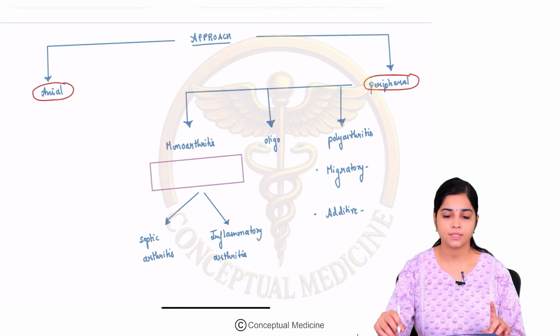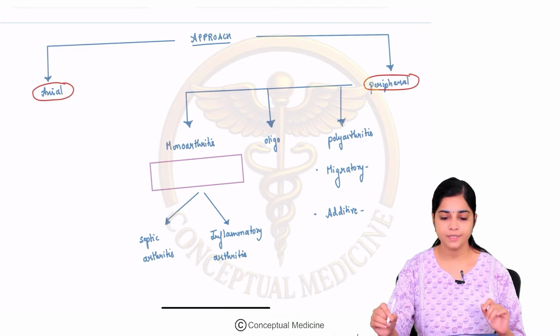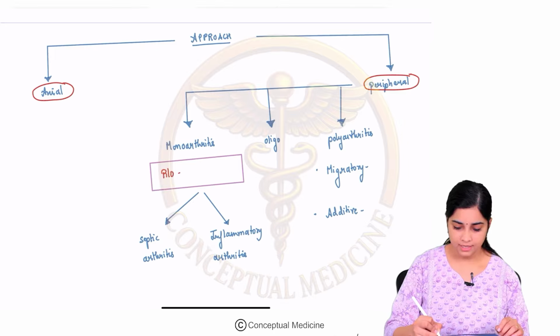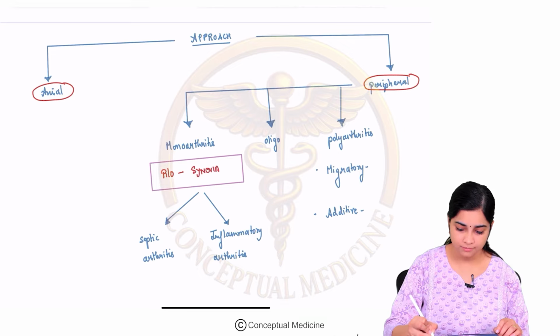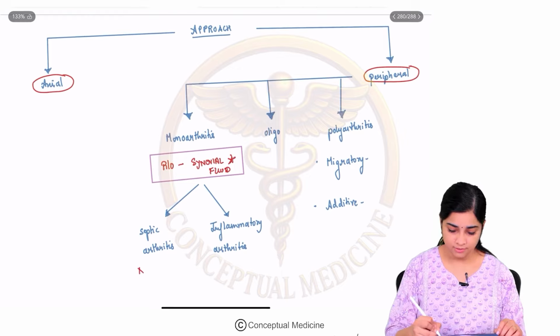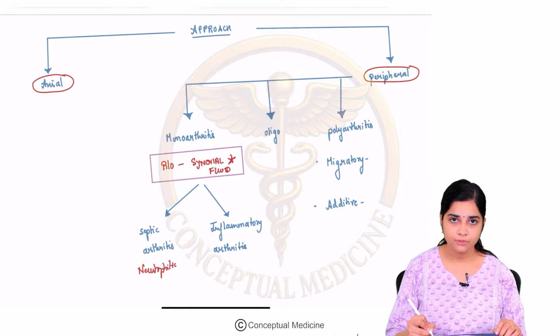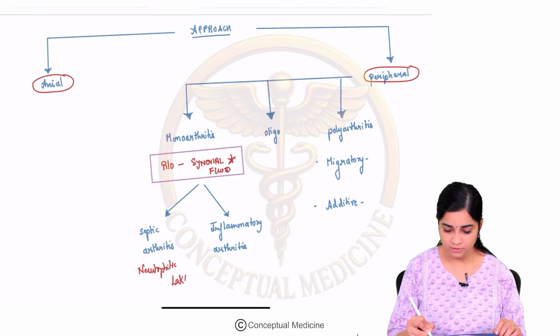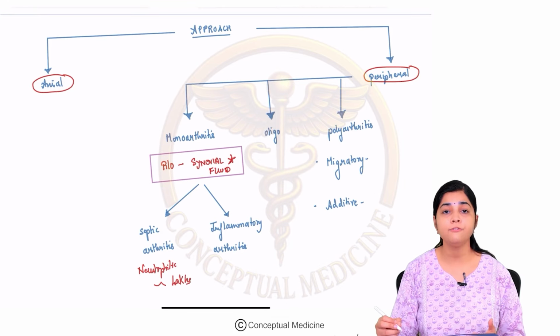In a monoarthritis, like I told you, always the first step will be to rule out a septic arthritis. And how do you do that? By doing a synovial fluid analysis. Okay, very important point. In a septic arthritis, you will have neutrophilic inflammation, and the counts will be in lakhs. Okay, it's not more than 2000 that you see in inflammatory arthritis.